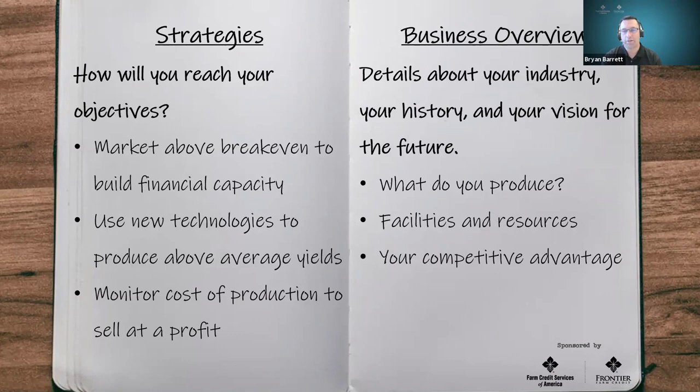So the strategies are all related to your objectives. They're going to take one step further and define how you're going to achieve that goal. So if your objective is to build your financial capacity in order to grow your operation, how are you going to do that? It's probably going to involve marketing above your break even to build that financial position. You could be utilizing new technologies and staying up to date on those in order to produce above average yields. Another example could be to monitor your cost of production so that you understand when you have the opportunity to sell at a profit.